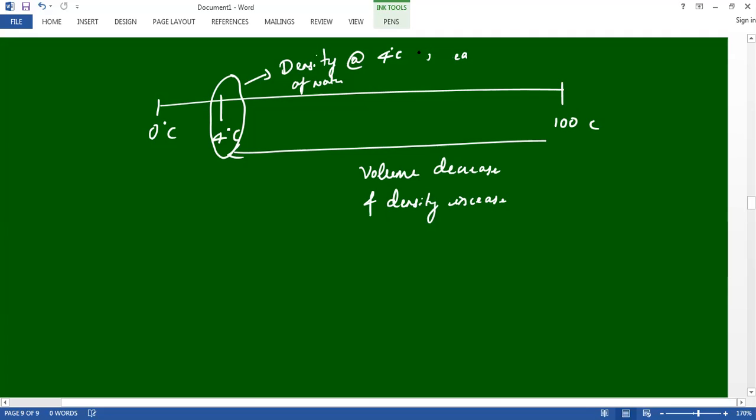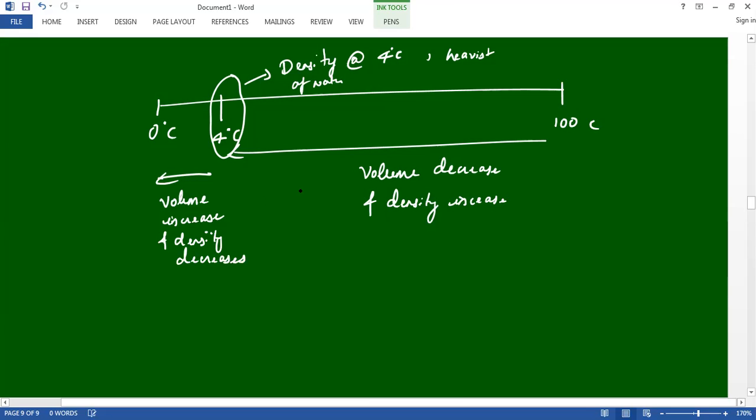Okay, if you cool it further to make it ice, the volume increases and the density decreases.